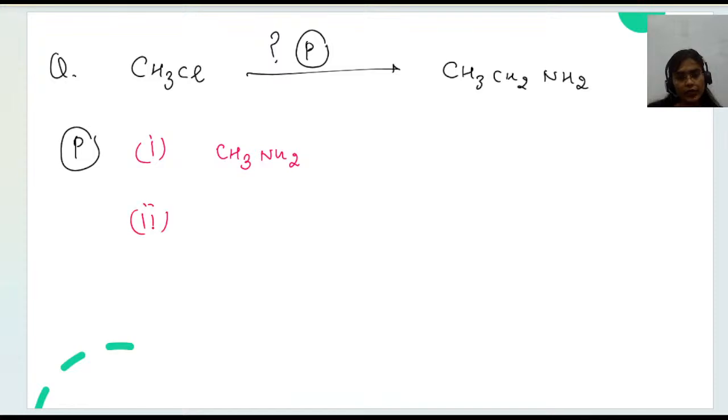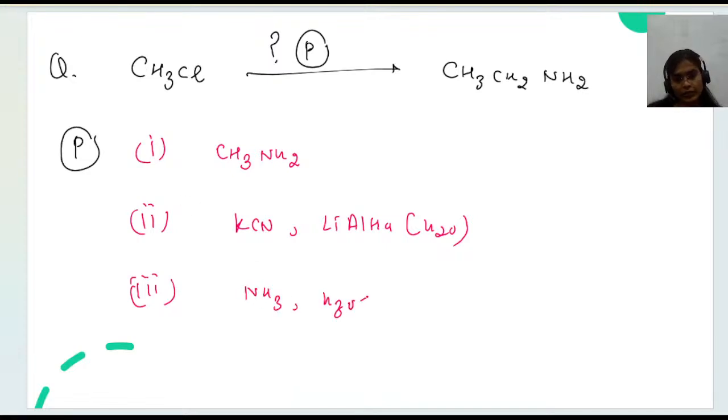Or point number two, we can use first of all KCN, and then lithium aluminum hydride in the presence of water. Or point number three, simply add ammonia, then hydrolysis. And option number four, none of these. Which one is the feasible part here?